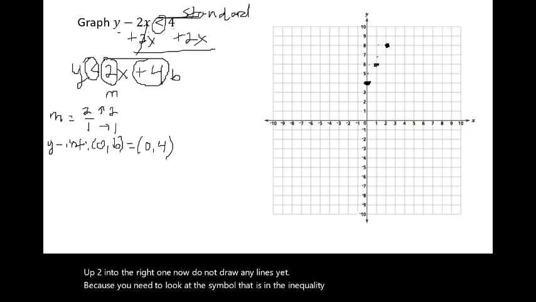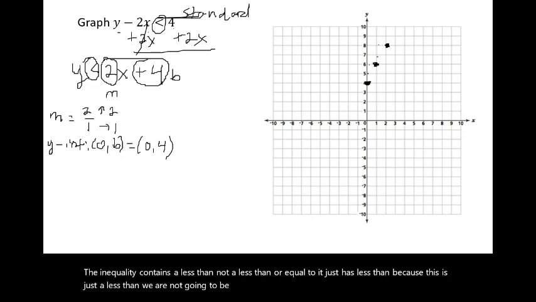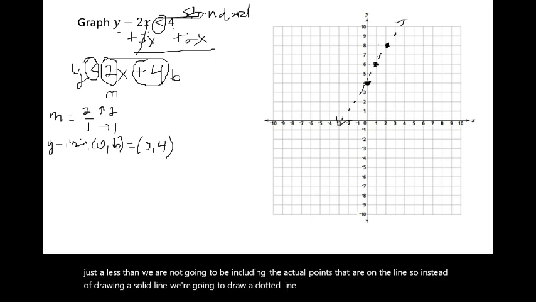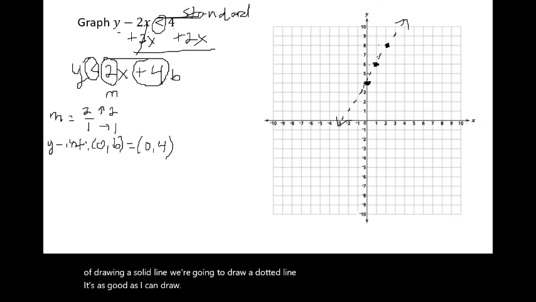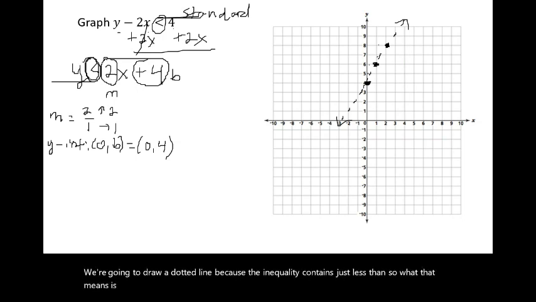The inequality contains a less than. Not a less than or equal to, it just has less than. Because this is just a less than, we are not going to be including the actual points that are on the line. So instead of drawing a solid line, we are going to draw a dotted line. It's as good as I can draw. We're going to draw a dotted line because the inequality contains just less than. So what that means is that this line is more of a boundary marker, and we're not actually including the points that are on the line itself.